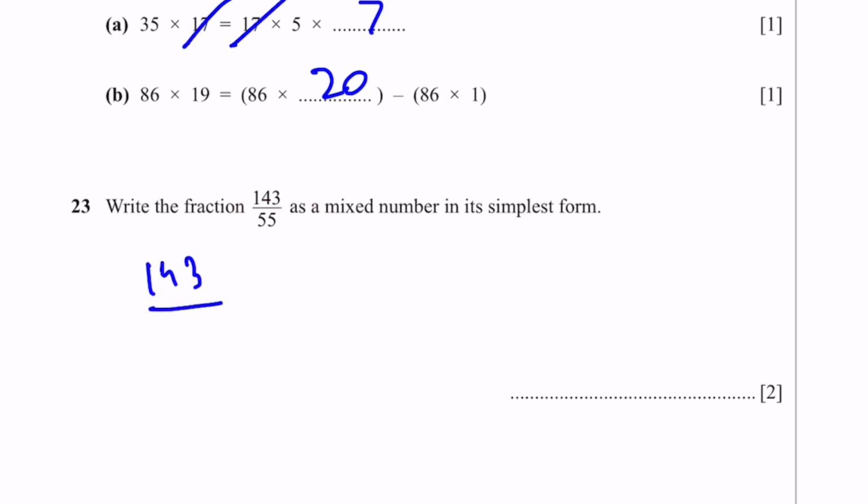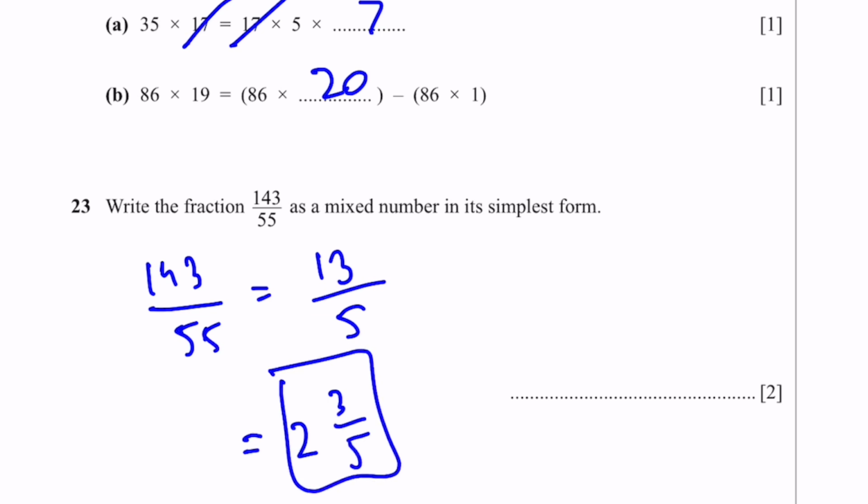So 143 by 55 will be equal to 13 by 5. Now change to mixed number. 13 by 5 is equal to 2, 3 by 5. That's the answer.